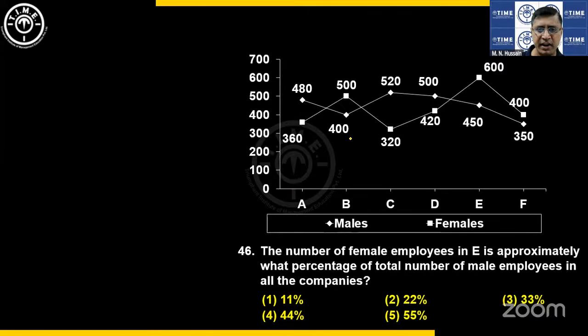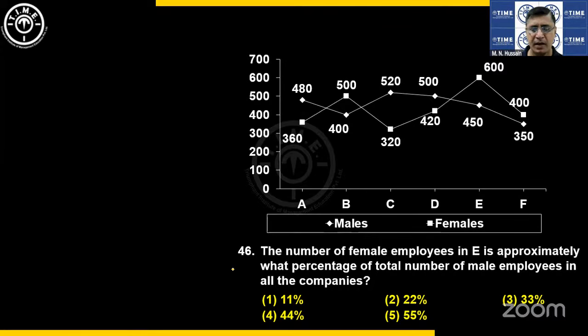So males: 480, 400, 520, 500, 450, and 350. Females: 360, 500, 320, 420, 600, and 400.